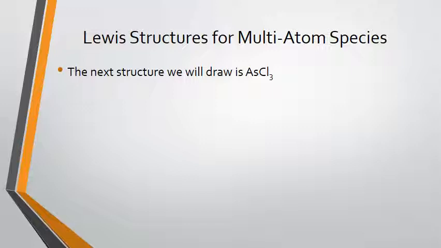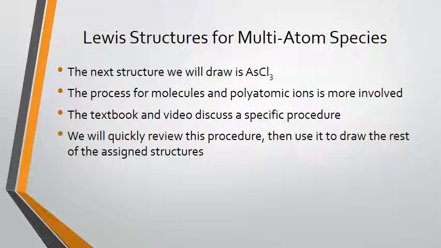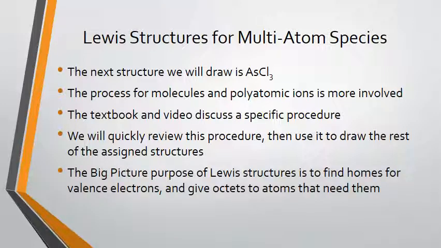So the Lewis structure for atoms and single atom ions, pretty straightforward. The structures for multi-atom species, whether they're molecules or polyatomic ions, is a little more complex. So the textbook, and also I did another video on Lewis structures, discusses a specific procedure. I'll go over that quickly, and then we'll use that procedure to draw the rest of the molecules in this example. So big picture, what you want to do, find homes for all the valence electrons, whether in bonds or making octets as lone pairs, and make sure you give octets to all the atoms that need them.